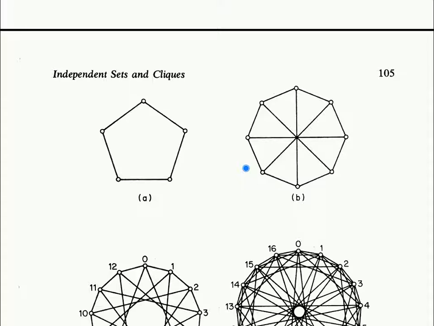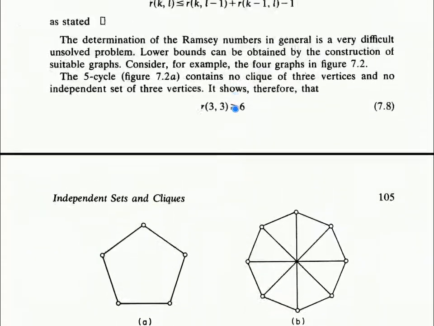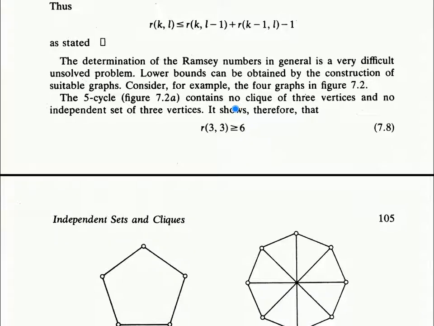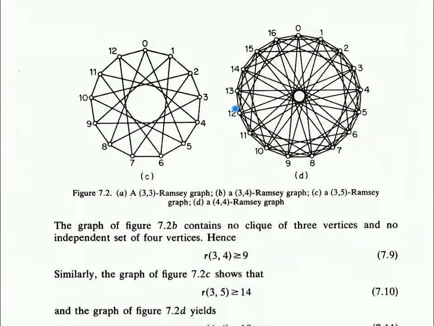What is Ramsey number R(3,3)? Is that number such that any graph with at least that number of vertices either has a clique of 3 or has an independent set of 3. Now I have one which has neither a clique of 3 nor an independent set of 3, and so necessarily that number, which we know exists by the inequality seen previously, has to be greater than 5, okay? It tells you that it's at least 6. Let's go on.